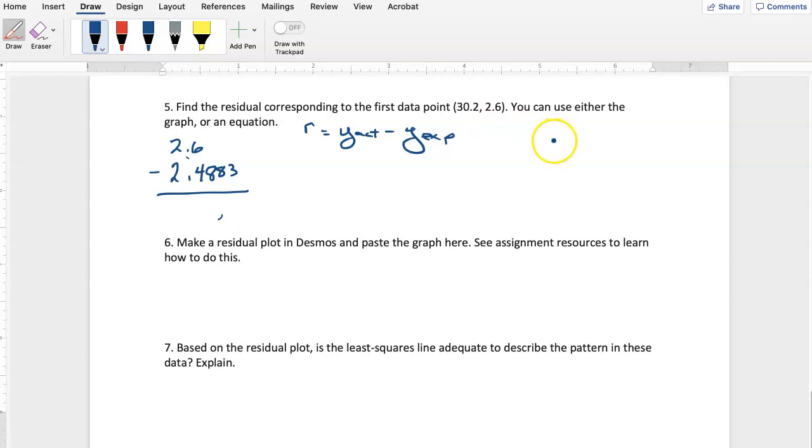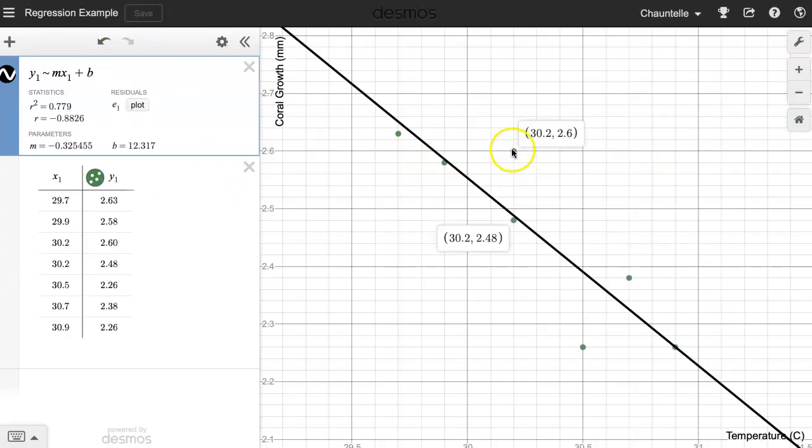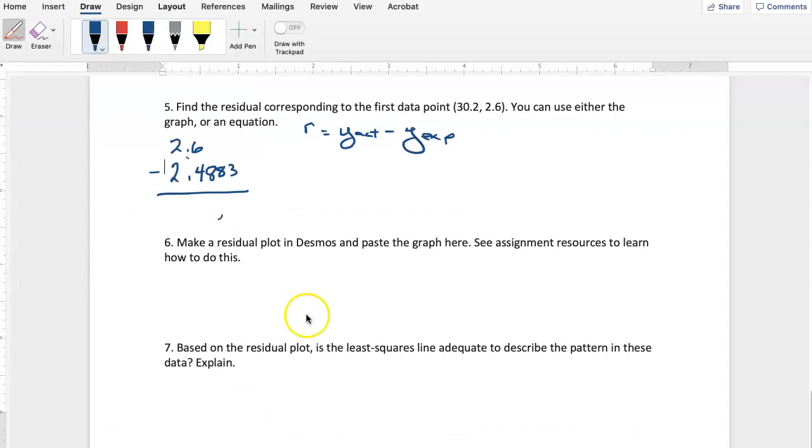That is the one that falls on the line, which is what we did when we looked here at Desmos. We looked at this y value here, and we are subtracting them. Okay, so we're going to subtract those, and I get 0.1117. All right, so that's the residual, that vertical distance that point is away from the line.